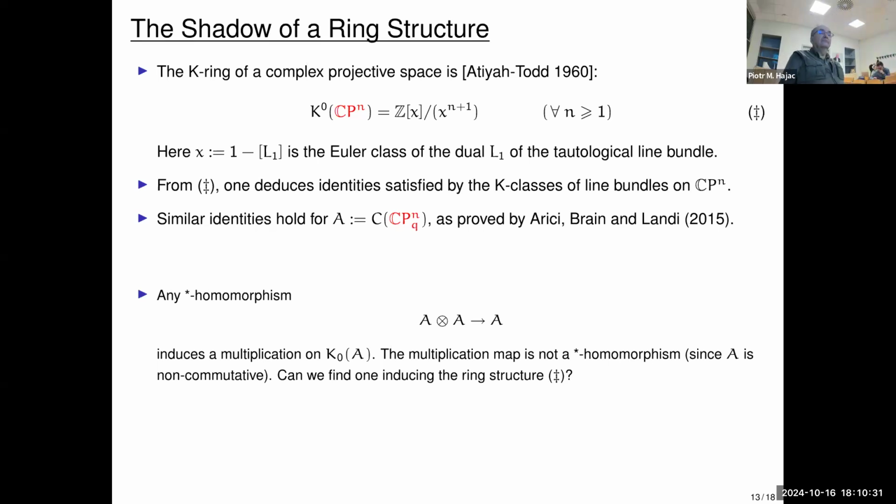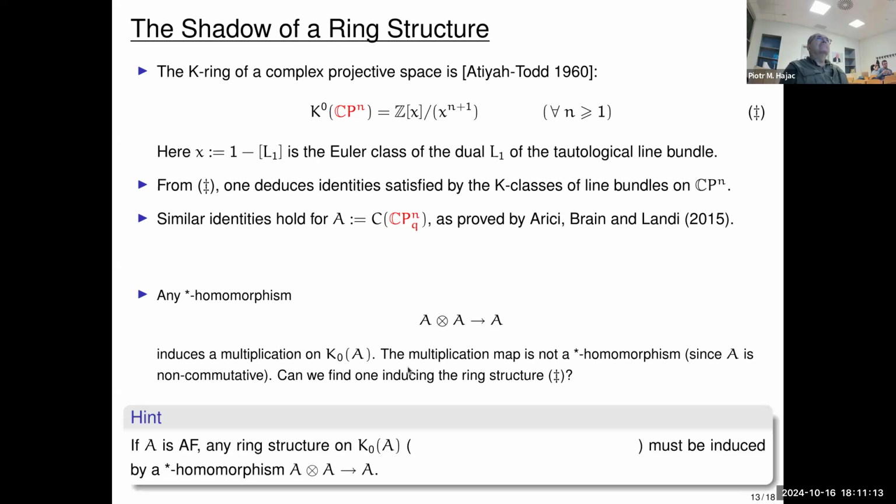So my naive question, but there are less naive questions I will mention soon related to what we are doing with Tomek and Piotr, but my naive question was if we can find a star homomorphism like this, when A is the C*-algebra of CP^N_q, such that the induced ring structure is what we want, the truncated polynomial. It was naive, this question, but there are things that you can do around this. Something interesting can be said about this. So classically, the ring structure is induced by the multiplication map. The multiplication map is a star homomorphism if and only if A is commutative. A is a unital C*-algebra.